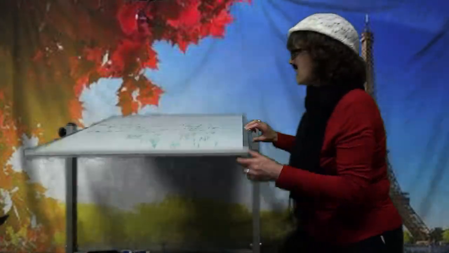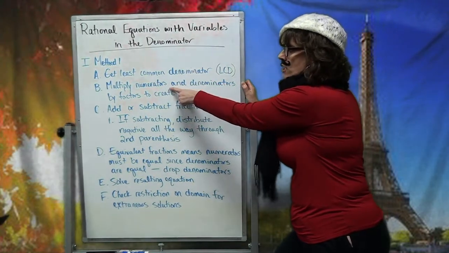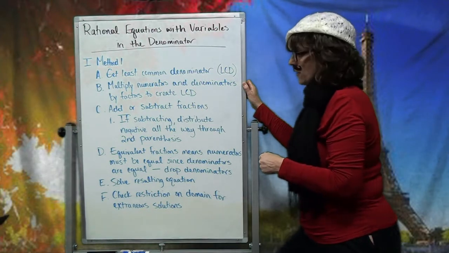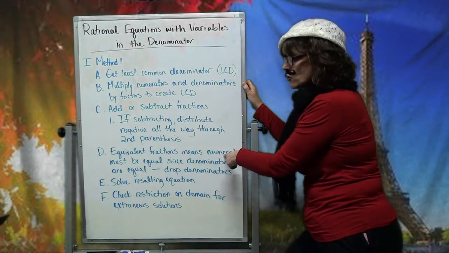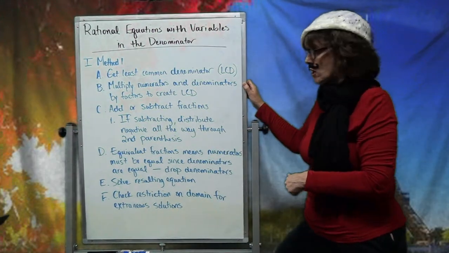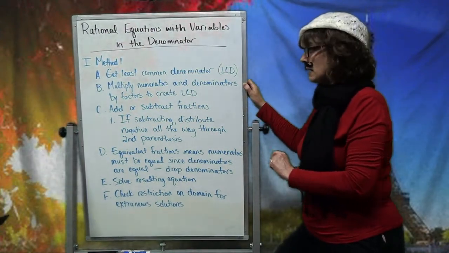Look one last time to take a look at those steps. We got that common denominator. We adjusted the numerators and the denominators. We didn't have to add or subtract anything, but because those fractions were equivalent, and that meant those numerators have got to be the same since the denominators were the same, we dropped our denominators and we solved the resulting equation. We checked that restriction on the domain.